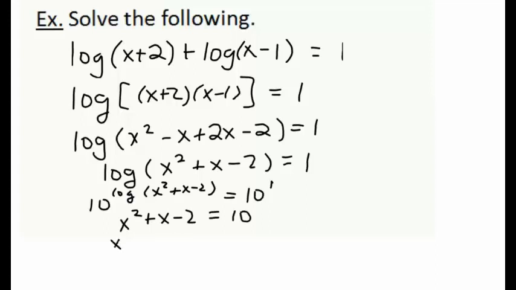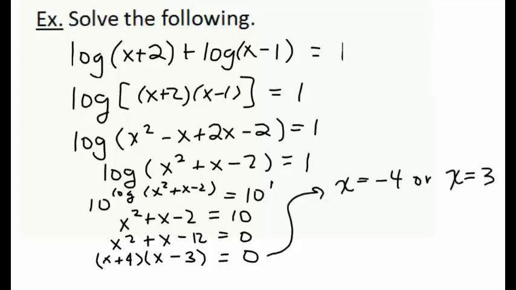Subtracting 10 from both sides, we're going to get x squared plus x minus 12 is equal to 0. And from here we can factor this quadratic expression. So we look for two values that multiply to negative 12 and add to 1. Those are going to be 4 and 3. And we need positive 4 and negative 3. This leads us to two possible solutions. Either x plus 4 is equal to 0, which gives us x is negative 4, or x minus 3 is equal to 0, which gives us x is equal to 3.